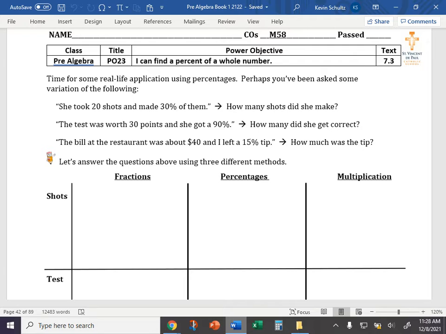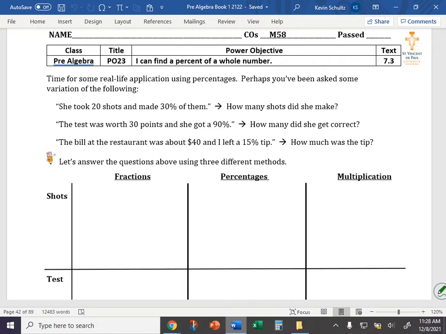Everything after this, you will be able to choose one. So finding a percent of a whole number. An example of this: she took 20 shots and she made 30% of them. How many shots did she make? The test was worth 30 points and she got a 90%. How many did she get correct? The bill at the restaurant was about $40. I left a 15% tip. How much was the tip?